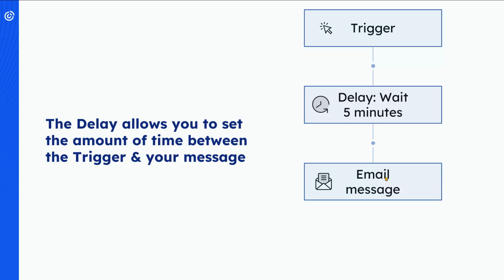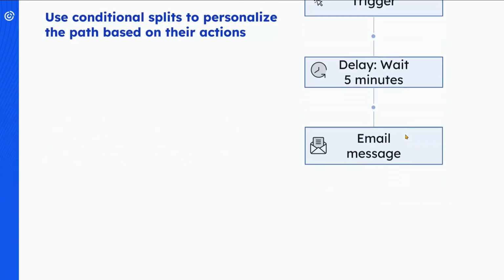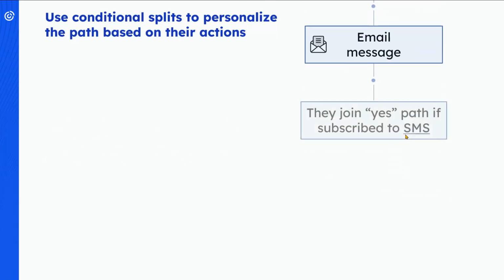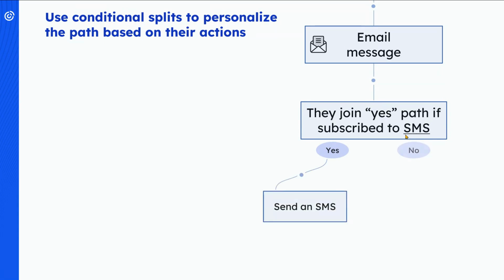No. So there are time delay blocks that you can put into your series. And they are exactly as they say. They just allow you to delay the sending out of your emails. Then following that up, we mentioned this a little bit earlier. Not everybody follows the same path, but this is where you can help people be more personalized. So a yes path and a no path.